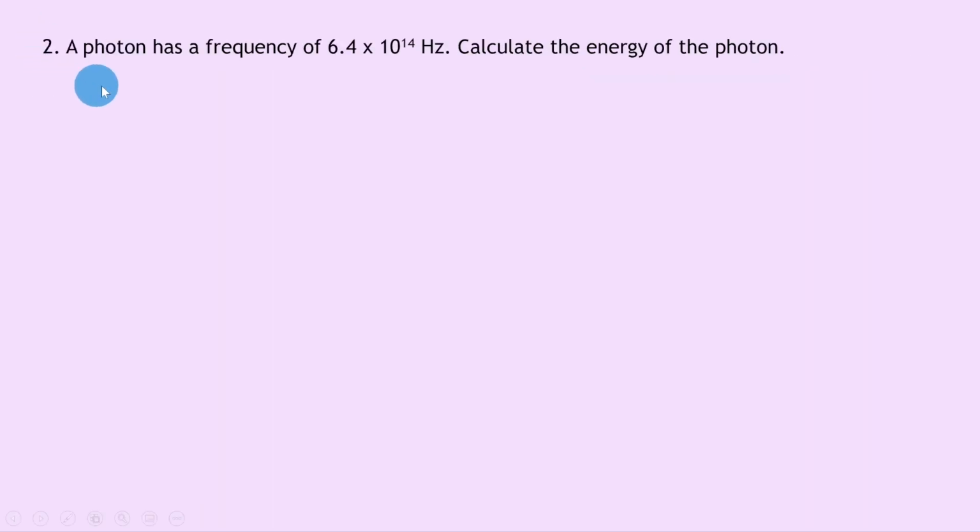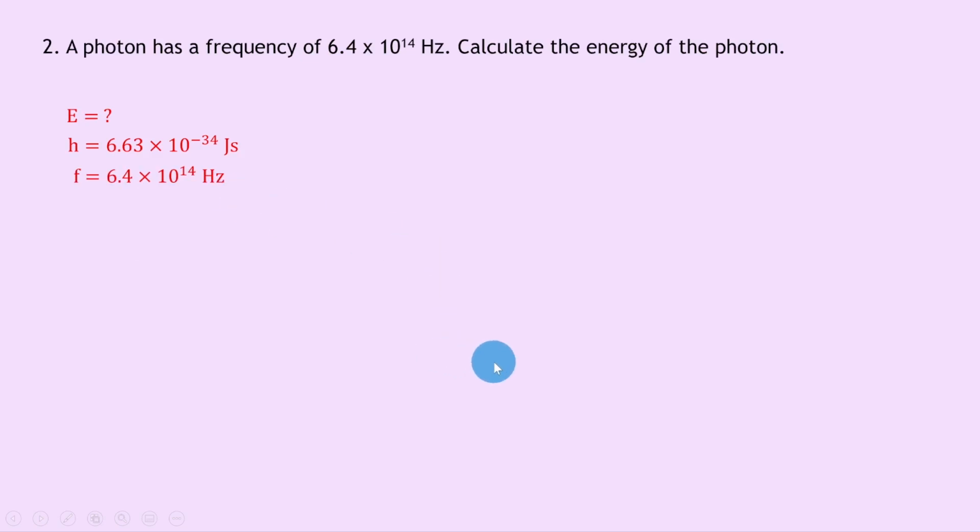Question 2 says a photon has a frequency of 6.4 times 10 to the 14 Hz. Calculate the energy of the photon. Well, writing down what we know from the question, we're trying to find the energy E. Planck's constant h from the datasheet is 6.63 times 10 to the minus 34 joule seconds, and the frequency here is 6.4 times 10 to the 14 Hz.